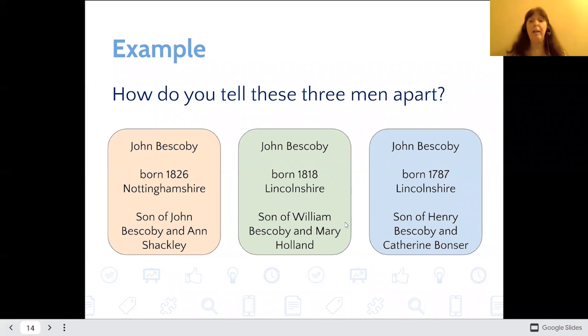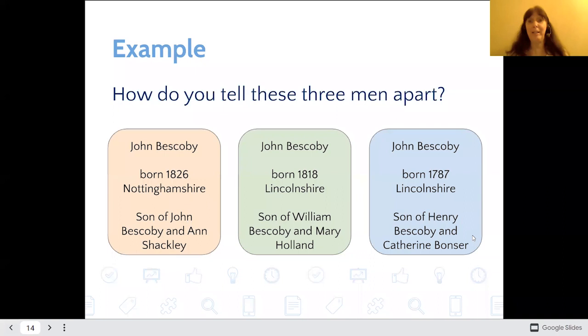Finally, we come to the next one, 1787. Again, very distinct as far as the year. Same county as the other, but the year is enough to tell apart, and the parents are enough to tell apart. So this is what we're talking about when we talk about researching to identify people uniquely, because that's how we can do temple work, right? Is to identify them uniquely. Otherwise, we can't tell if their temple work needs to be done or if it's already been done.